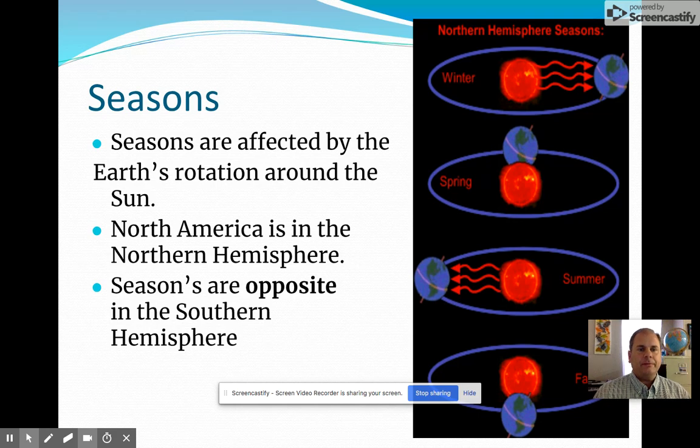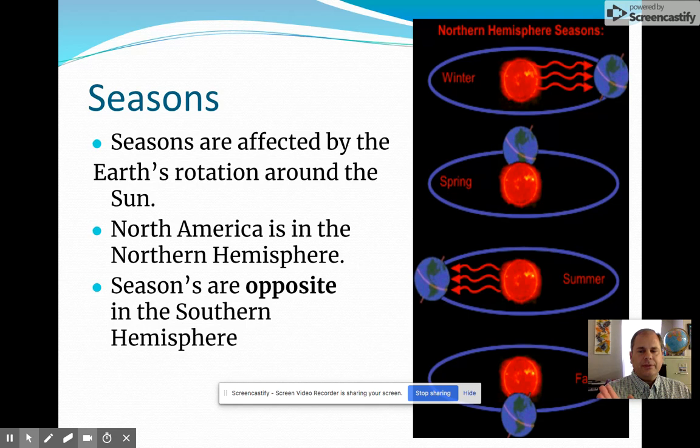All right, seasons. The Earth goes around the sun 1 time per year. That's what makes our year. The Earth is always tilted on that axis. It's always tilted 23.5 degrees.